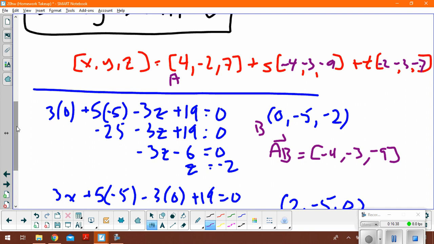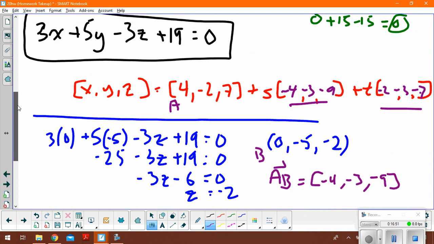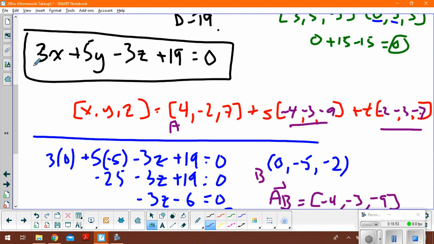A quick way you could verify if you did it right would be to take the cross product of your two direction vectors and see if they give you the normal vector that we had above. When I do the cross product and maybe do some reducing, I should come back to 3, 5, and -3 if it's right.